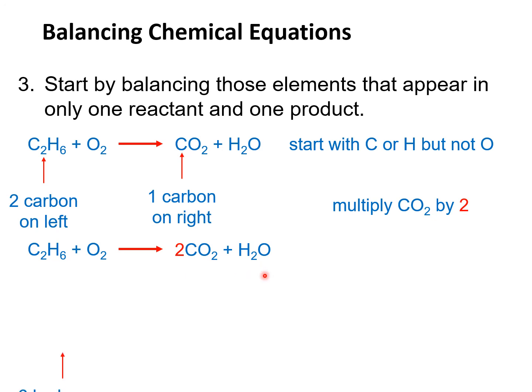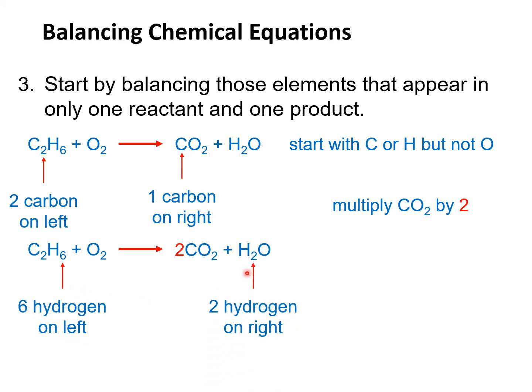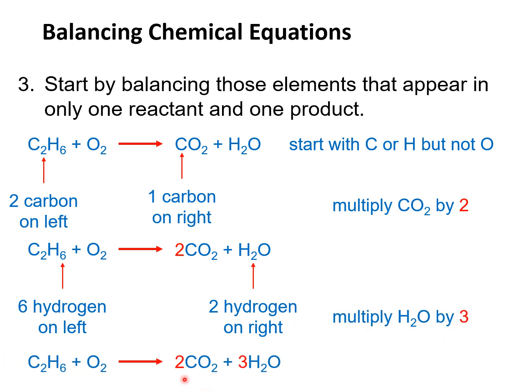Now, looking at the hydrogens, we see that we have 6 hydrogens on the left and 2 hydrogens on the right. So in order to balance the hydrogens, we would want to multiply water by 3, which would give us 2CO2 plus 3H2O on the product side, or the right-hand side.